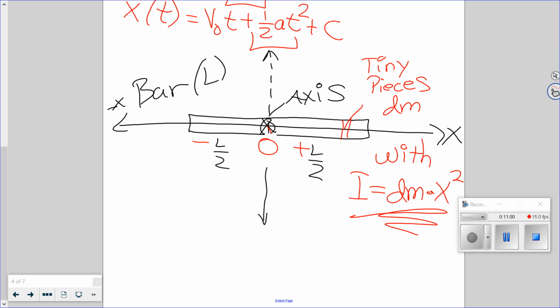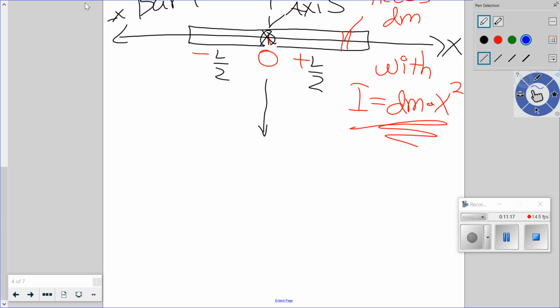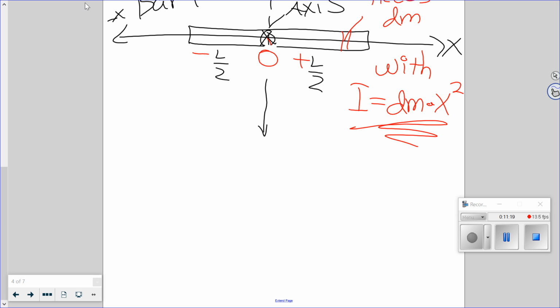Okay, let's see how we are on time. I think we should kind of set that up. Let's define dm, and then I'll show you a couple of integrals we can do. All we're going to do is say, we had total length L for this bar, and we're going to say it has total mass big M.